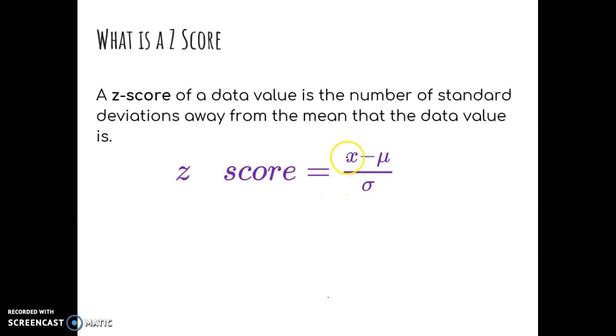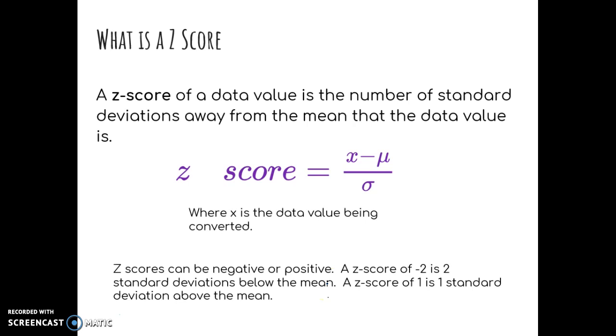Now, z-score has a formula. z-score is equal to x, which represents the data value that you want to find the z-score of, minus mu, which if you'll remember is the population mean, divided by lowercase sigma, which is the population standard deviation. When you do this formula, once you substitute in numbers, you want to do the subtraction first, followed by the division. Subtract first, then divide.